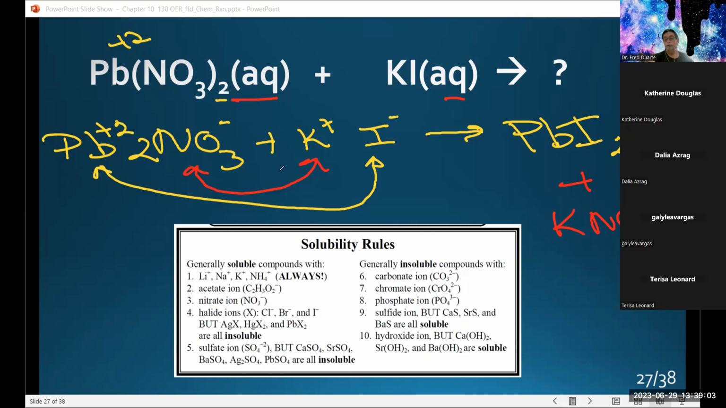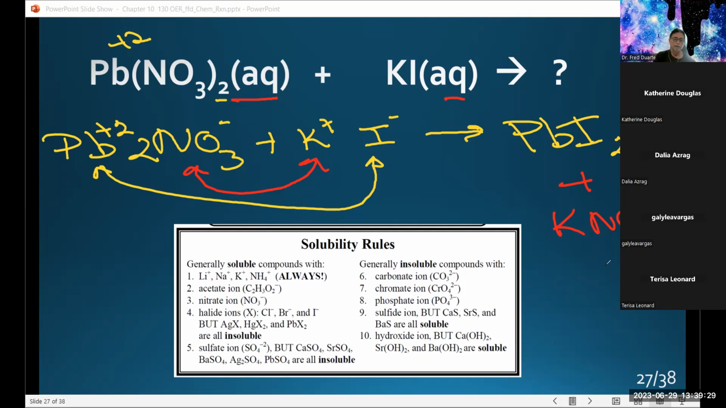Now, before I go any further, all I got to do now is check the solubility, because if they're not soluble, then I don't have to bother. If they're both soluble, the new products are soluble, I get no reaction. Then I don't have to bother with balancing the reaction. Okay, so let's look at potassium nitrate.